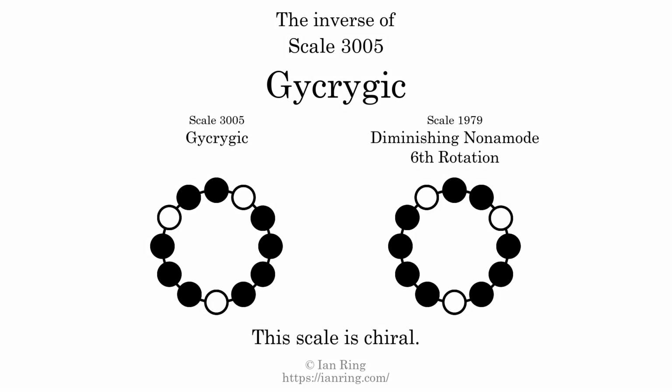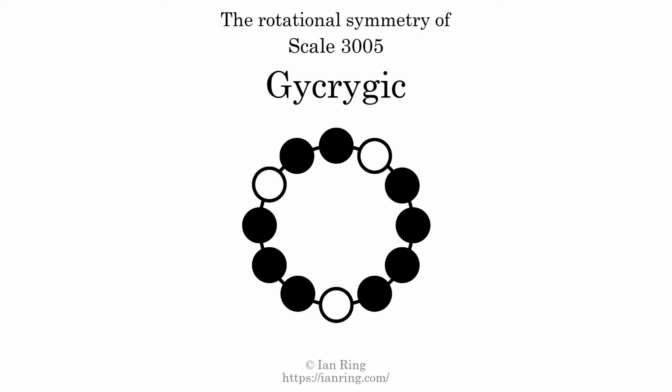The inverse of a scale is a mirror image. It is what you get when the sequence of intervals is reversed. The inverse of this scale is scale 1979, also known as diminishing non-mode sixth rotation. This scale is chiral. It cannot transform into its inverse by rotational transformation. This scale has no rotational symmetry.